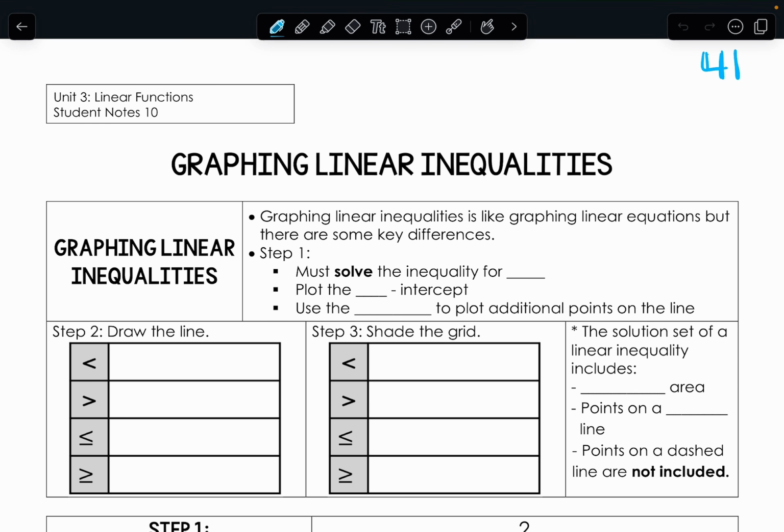All right, today you're going to be working on graphing linear inequalities. If you hear any other background noise, I'm sorry, I'm recording this one from home.